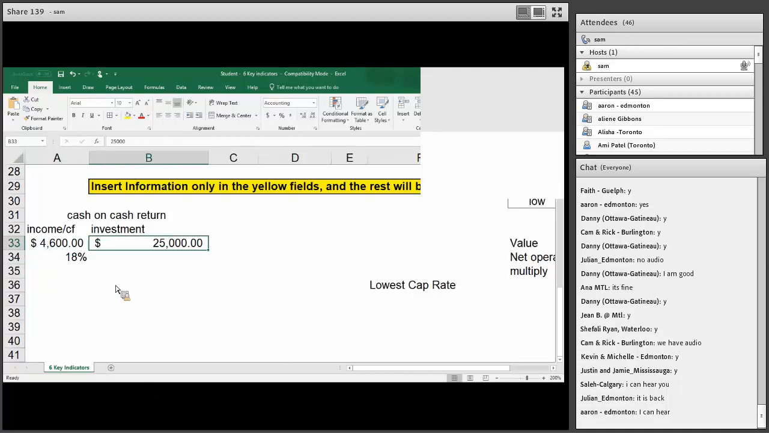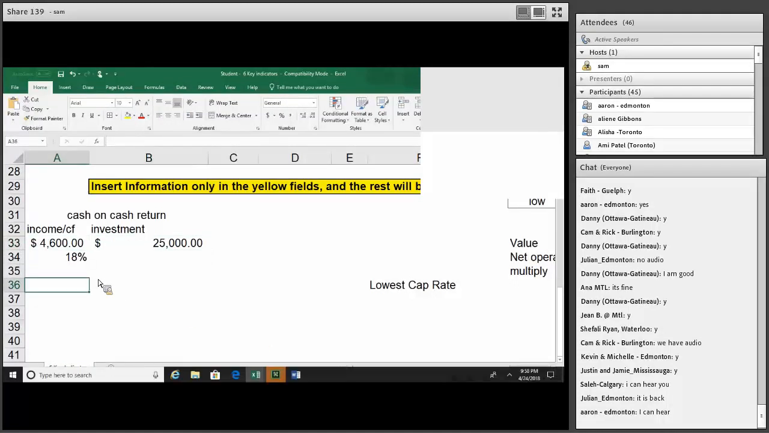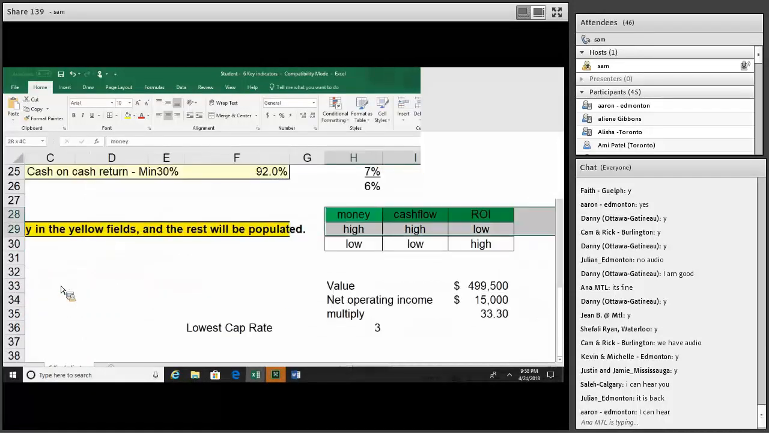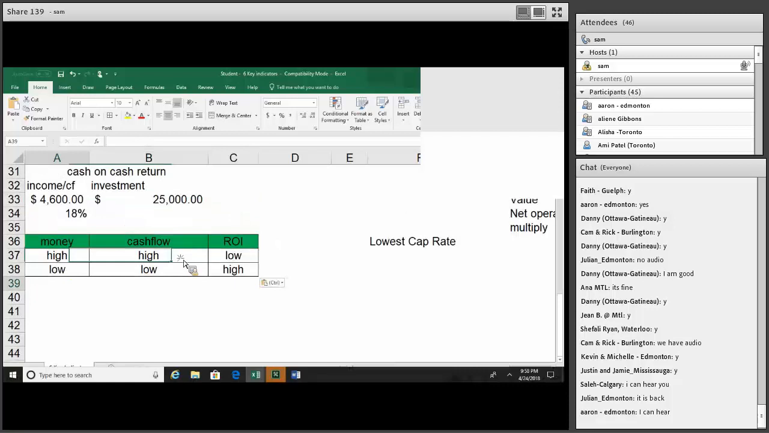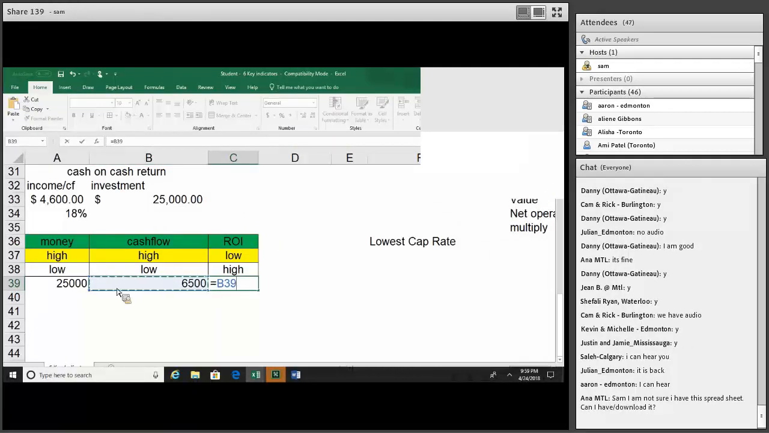To give you an example, the cash flow is 4,600. Let's do it this way. If I put in 25,000, even though the cash flow will be higher, because we're now at this level, high money, high cash flow, let's say it would not be 4,600 but 6,500. We go equals this divided by this, and we get 26%. Is everybody with me?